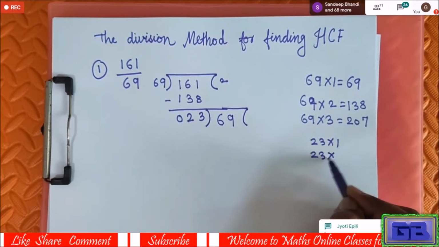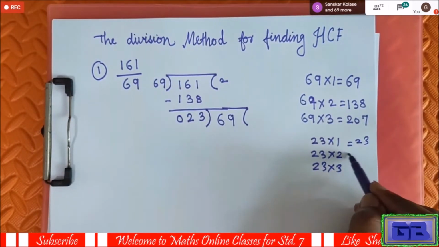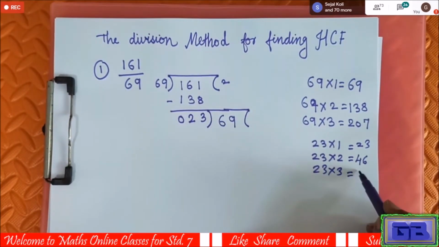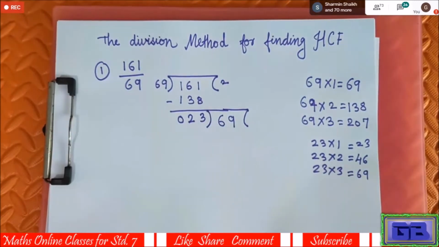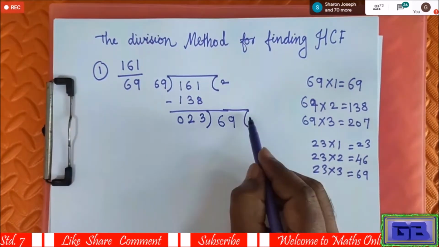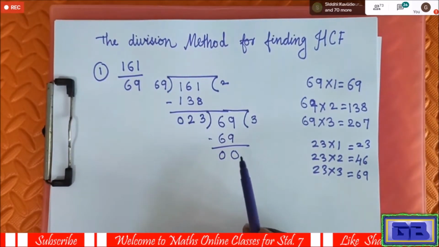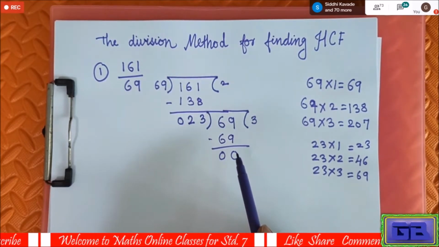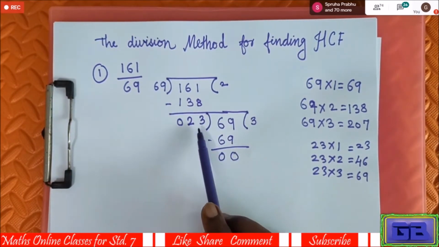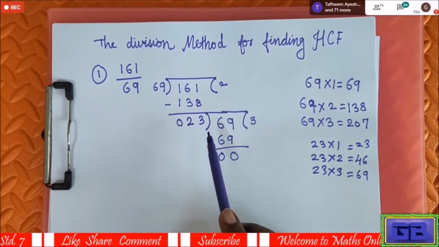23 ones are 23, 23 twos are 46, 23 threes are 69. So here perfect division takes place. 23 threes are 69. Here the remainder is 0. When the remainder is 0, we have to see by which number we have divided. That is the HCF of the sum.